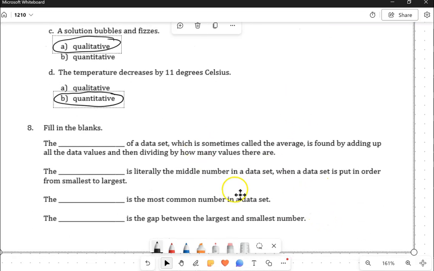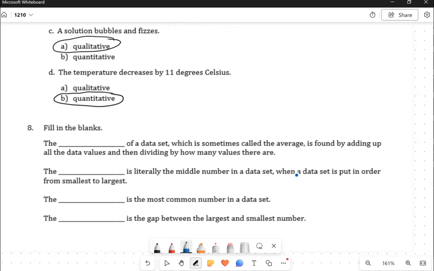Fill in the blanks. Now this is all still from gathering data. We're not describing data yet. When we get into standard deviation, mean, median, mode, this is all still, let's see, collecting data. That's what it was. This is from the collecting data material. We'll still do the describing data. Fill in the blanks. The blank of a data set, which is sometimes called the average, is found by adding up and dividing. Okay. The middle number, the most common, the gap between.